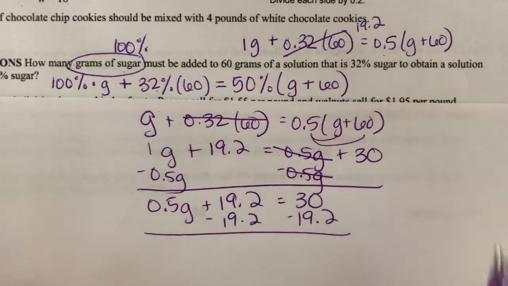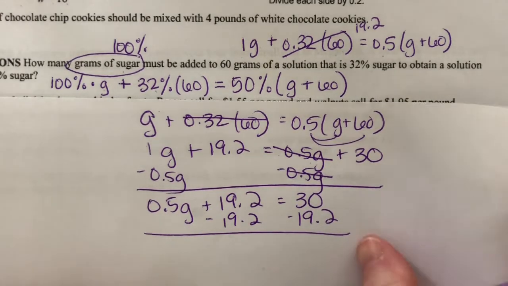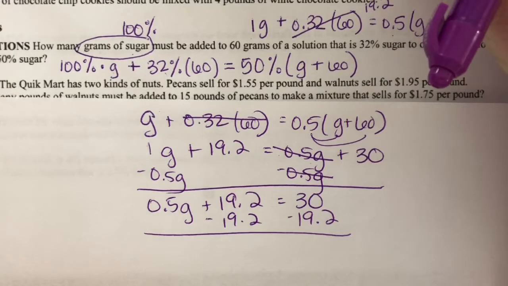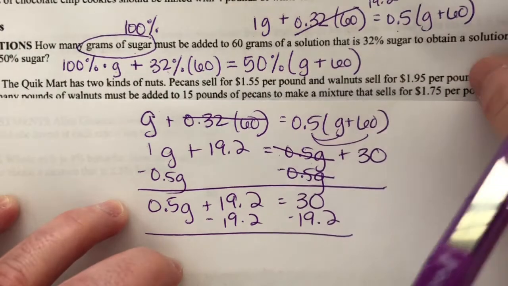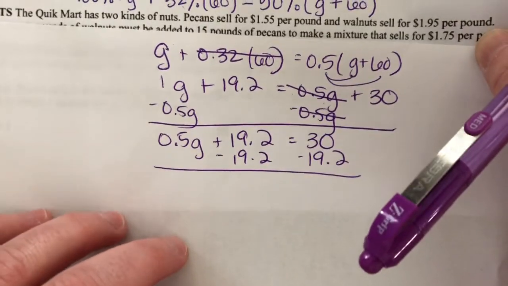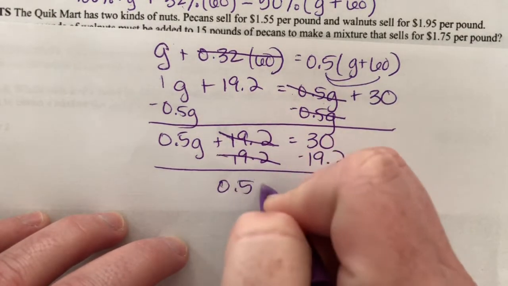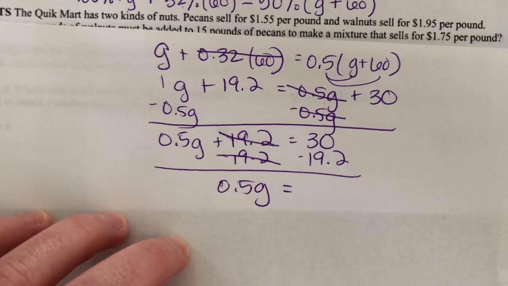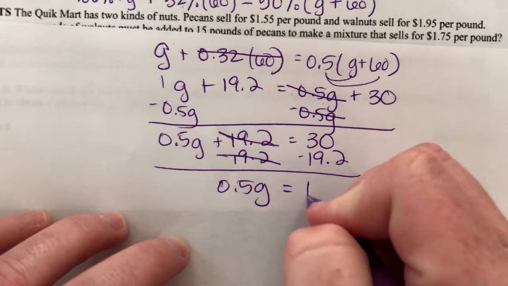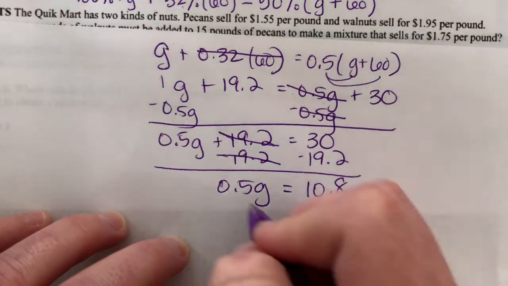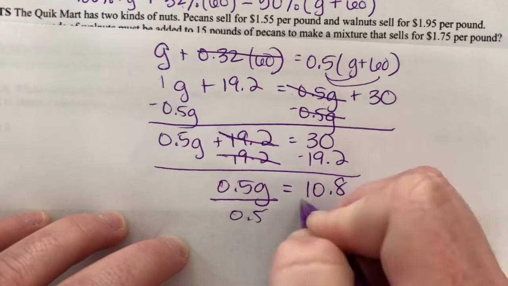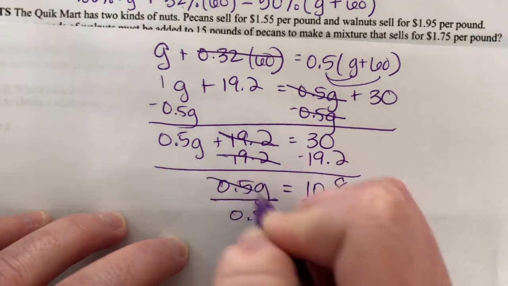This is why it's important you know how to solve one and two step and multi-step equations, or equations when you have the variable on both sides. Because then you can start applying it to more complex problems, right? So I've got 0.5 G equals 30 minus 19.2. And then lastly, I need to divide by 0.5 to get G alone.